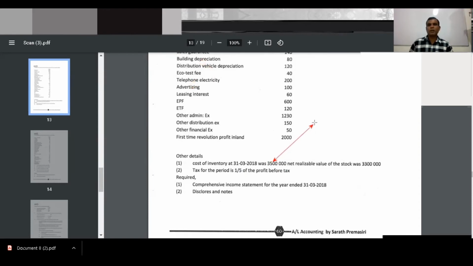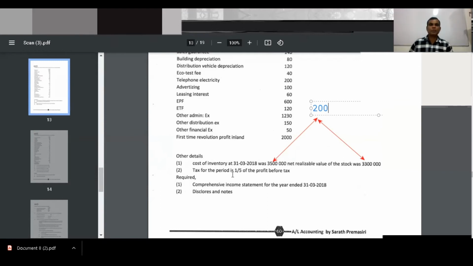Now here 3500 is the cost, 300 is the net realizable value. The difference of 200 should be treated as the stock loss, so it should come under the category of other expense in the expense table. You have prepared an expense table. In the expense table, you have to take this 200 as other expense. I feel that it is okay for you.